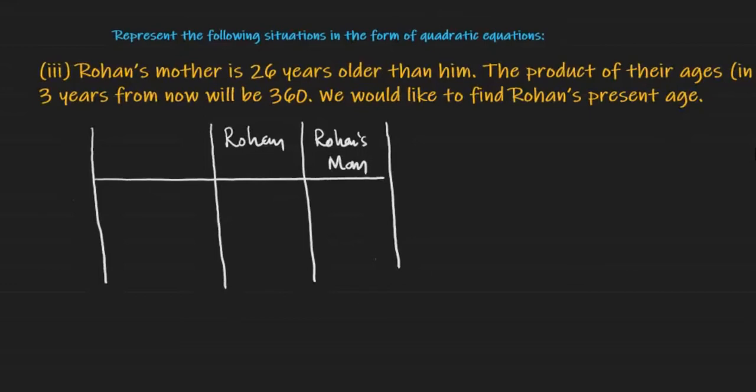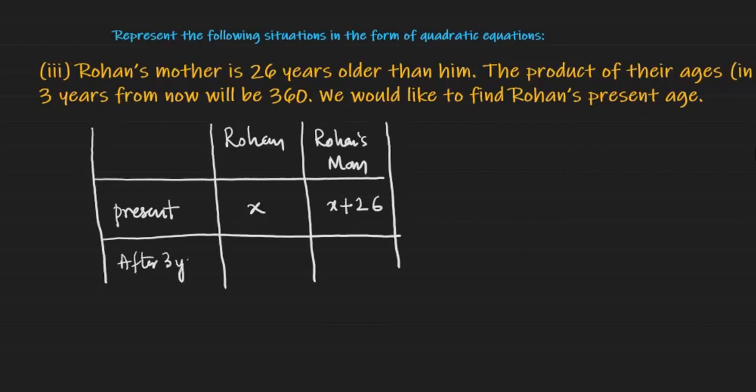Rohan's mother is 26 years older than him. So at present, we don't know Rohan's age. Let Rohan be X years old. But his mother is 26 years older than him, so X plus 26. So let's see what happens after 3 years.